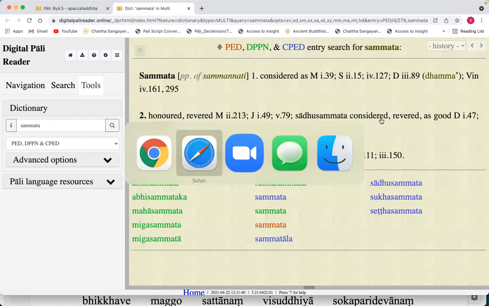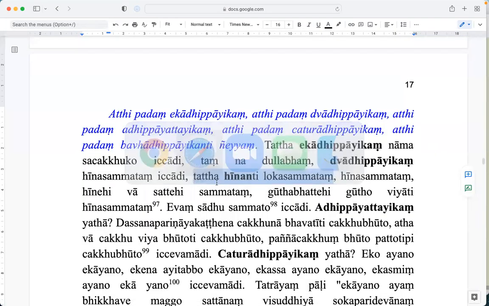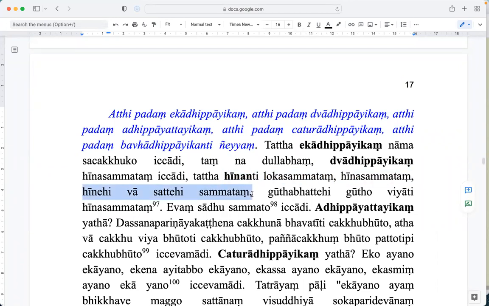Okay, just that a literal sense. And also, the meaning of the hina samadan is explained as hinandi loka samadan. So hina samadan. And also, hinehi wa saddehi samadan, hina samadan. So now another sense. Wa or hinehi saddehi samadan. Selected by lower caste, lower people, lower being. The first one is selected as lower by people. But the second one is selected by lower people, lower being.